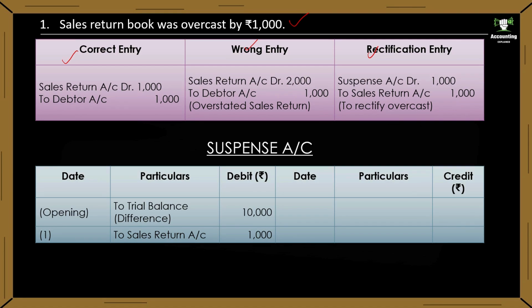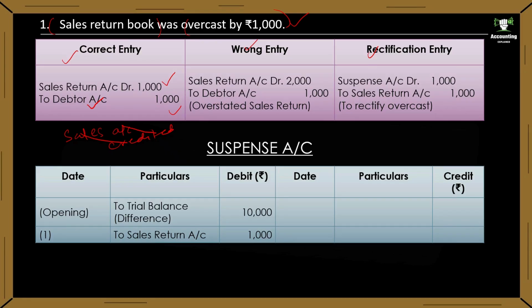First, see the transaction. Sales return book was overcast by rupees 1000. It means sales return account is written more by 1000. First, let us see what is the correct entry. Correct entry is sales return account debit 1000. Usually, when sales is made, it's an income, right? So it will be credited. All income should be credited. Sales account will be credited. Sales return is opposite of sale, so it will be debited. Okay, that is why sales return account is debited. Now, who is returning the goods? Debtor. So credit the giver, debtor account 1000 rupees. Okay.